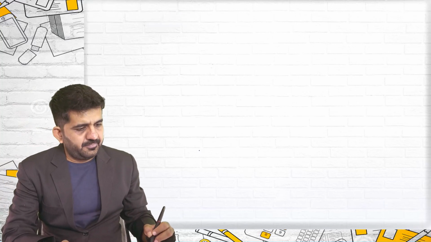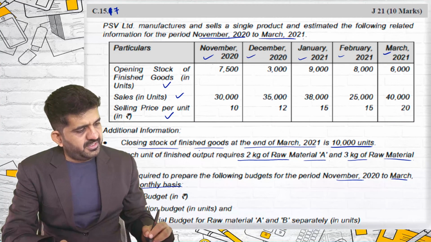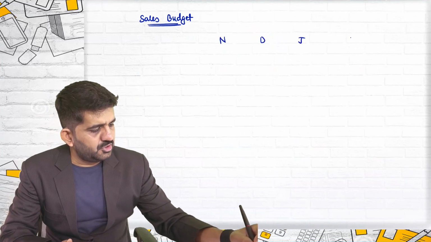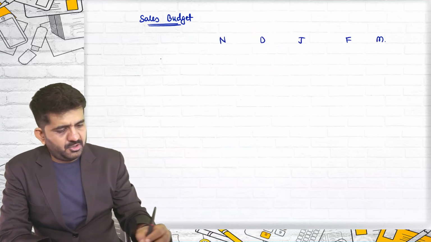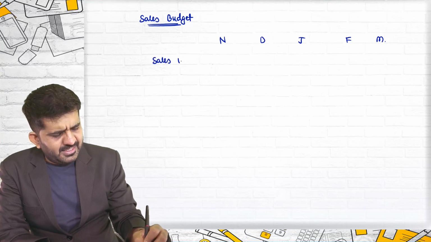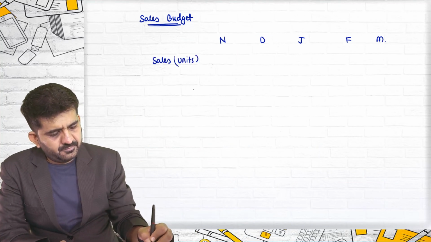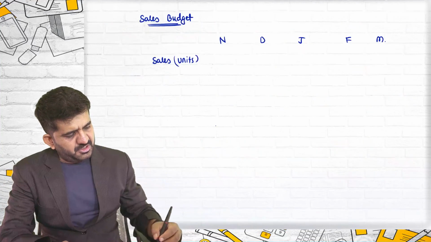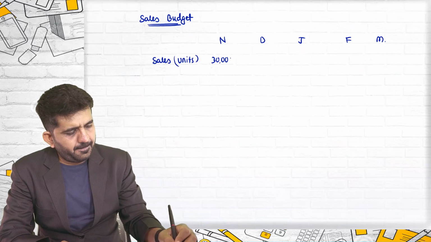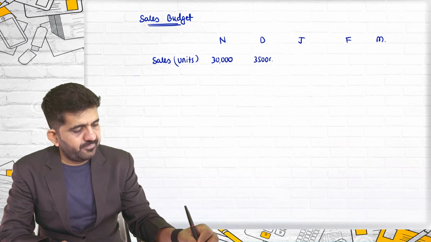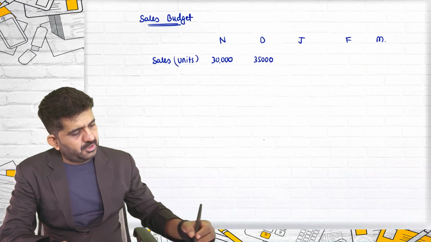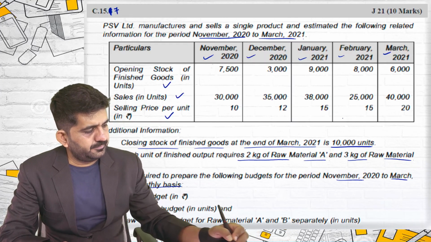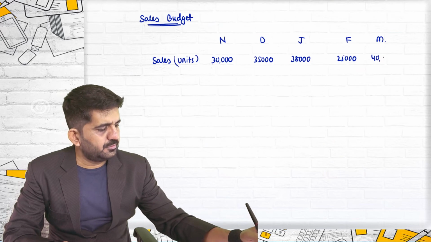Sales budget I need to prepare for November, December, Jan, Feb and March. Sales in units. What are sales in units? 30,000, 35,000, 38,000, 25,000 and 40,000.